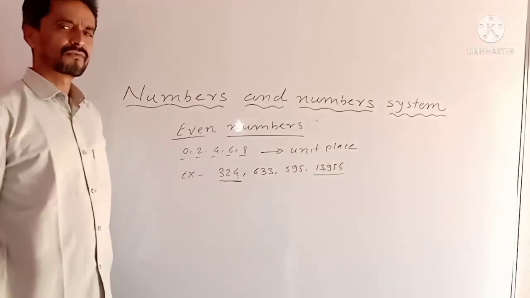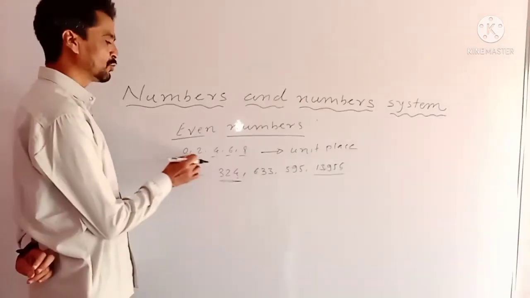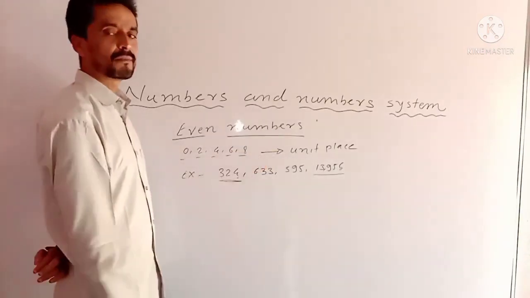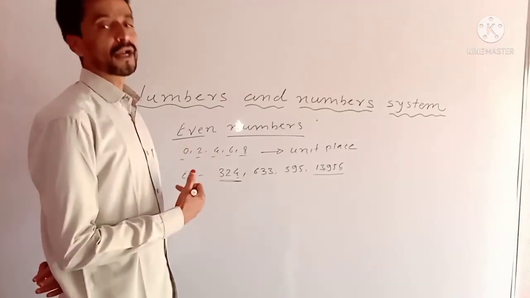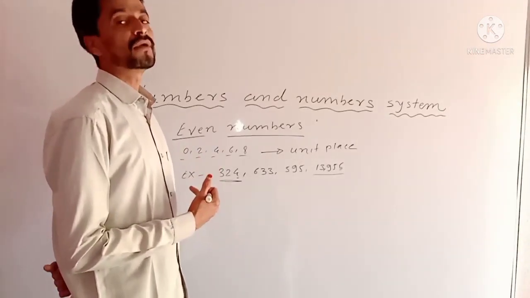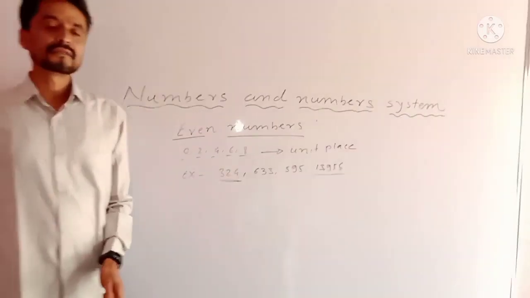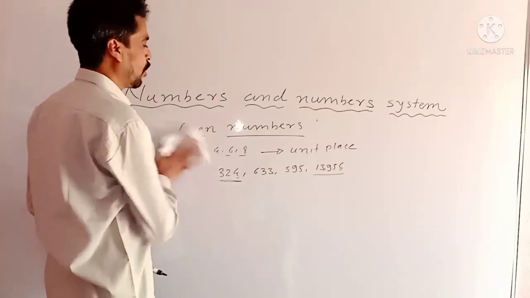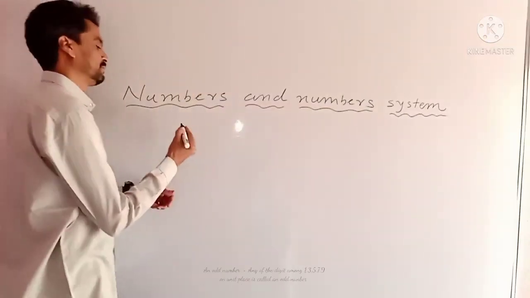What are even numbers? Once again I am telling you, even numbers are numbers which have 0, 2, 4, 6, 8 on their unit place. That is another basic point given in this chapter. So we have cleared it. Now there is another point, odd numbers.